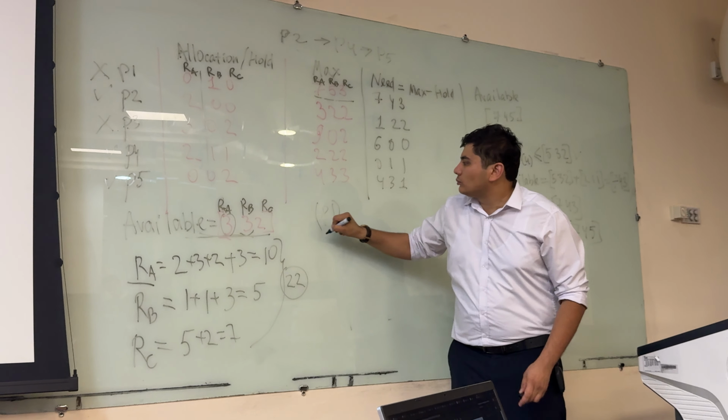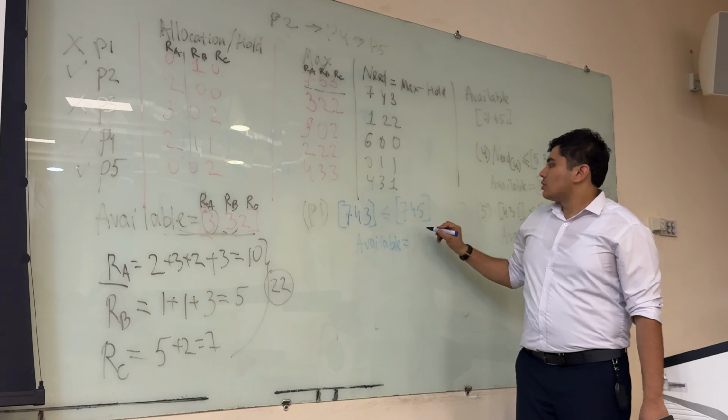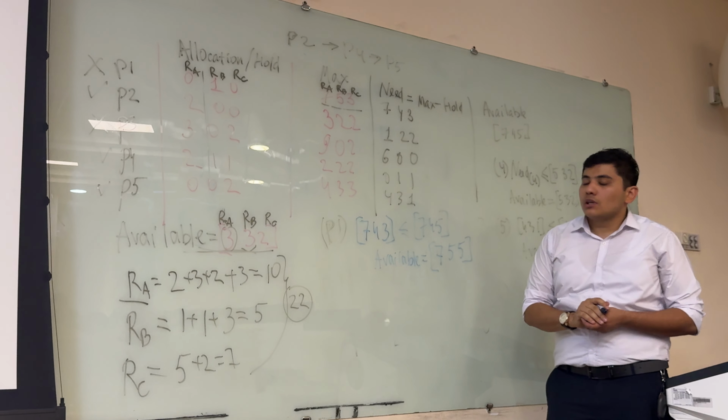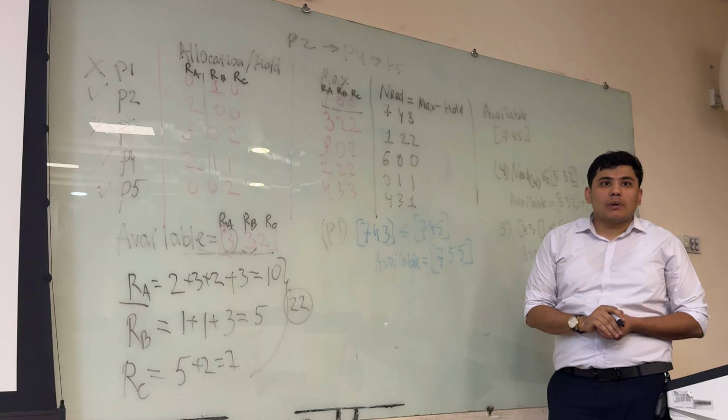Process number 1 again. Now we are going to check the need of process number 1. The need is 743, right? Yes, 743. Less. And what is our account balance? It is 745. So basically now your bank can afford to give money to the first person, right? So you're going to update your account. What is now available? 745 plus 010 is 755. Then it is going to be P1.